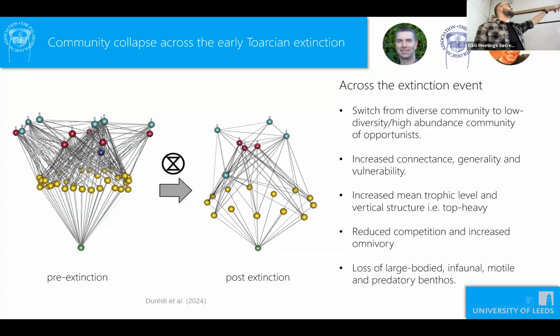And we see increased omnivory. Omnivory in a food web sense is feeding across different trophic levels. We think we see increased omnivory because the remaining predators are having to eat different things at different trophic levels to find enough food. The fossil record pattern of this extinction is a loss of large-bodied, infaunal, and motile taxa that live on the seabed, and particularly those predators that are moving around on the seabed trying to find food.